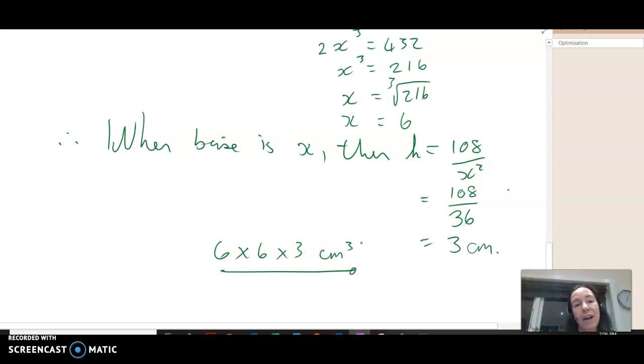So 2 examples. Hopefully that all made sense. I will be around for you to ask questions in our lesson tomorrow.